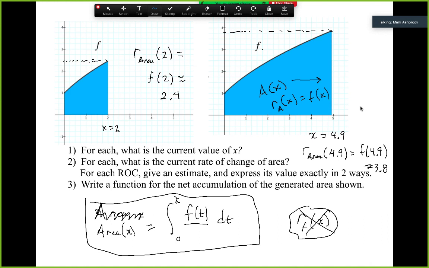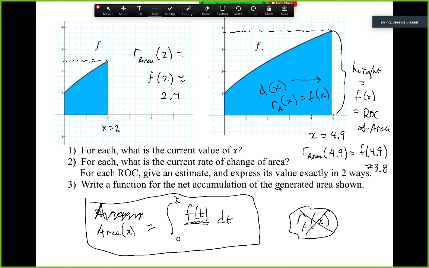So we said, what do we need? We need the rate of change of area, right? And so then we used most of the class showing that the rate of change of that area is just this dimension right here, the height. Well, that height is f of x. That's the rate of change of area. So that's why I'm putting, here's my rate of change for my area function, 0 to x.